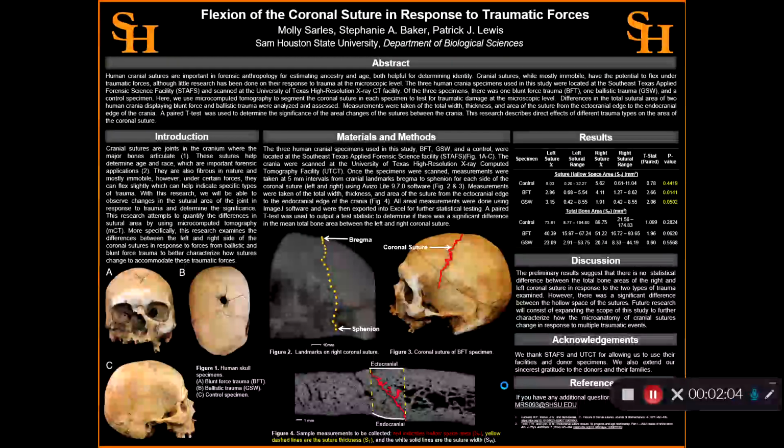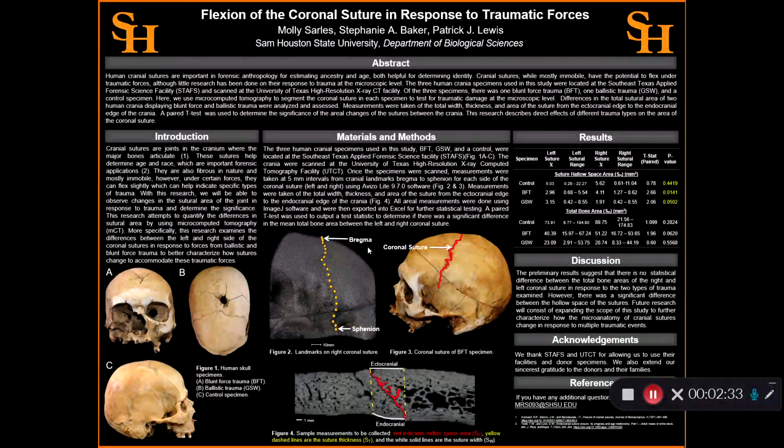If you take a look at figure 1, right where my mouse is, we have figure 1A, which is our blunt force trauma, figure 1B, which is our ballistic trauma, and then C down here, which is our control. Under the materials and methods section, in figure 2, I've listed out what we have been doing with our samples.